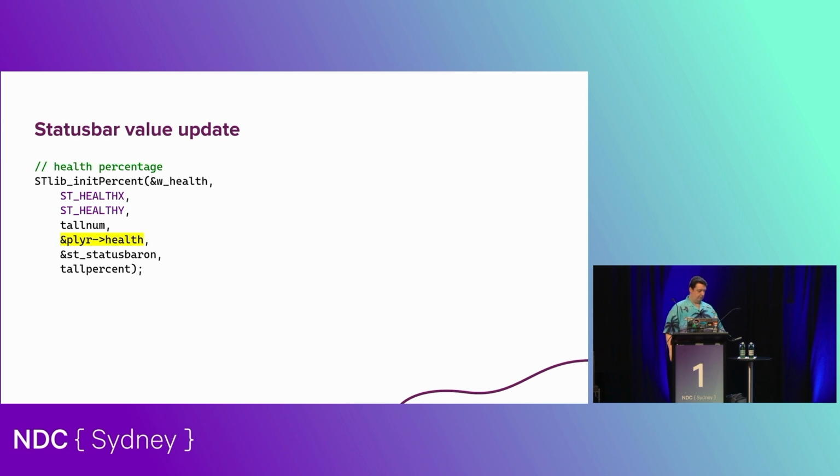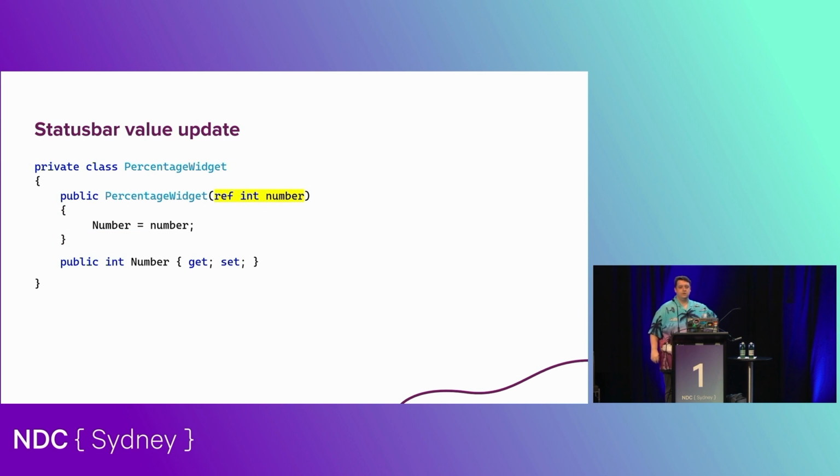Well, junior me would say, hey, I'm smart. I know this thing called by reference. So I'll just do this and say, hey, in my percentage widget, when I construct it, I'm going to give a reference to the int number, and then boom, I'm done.